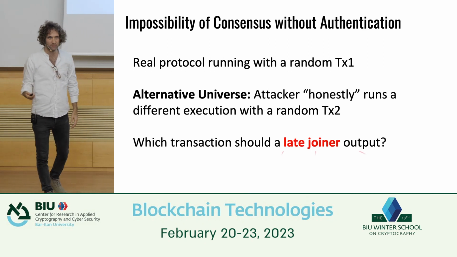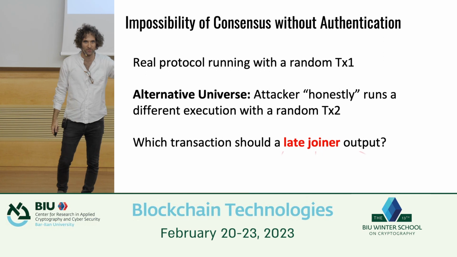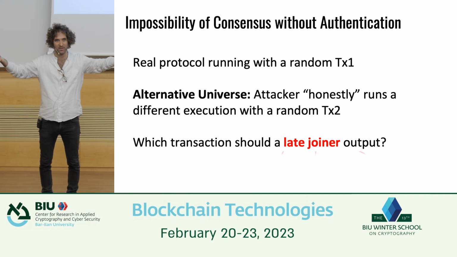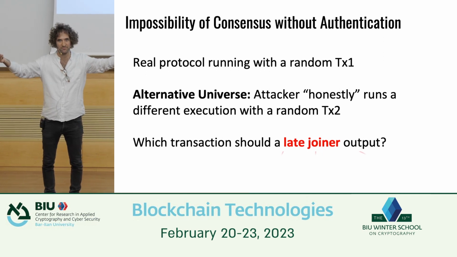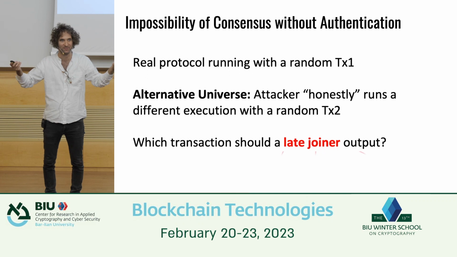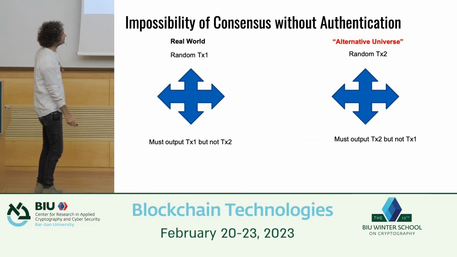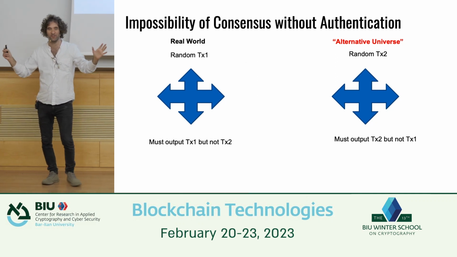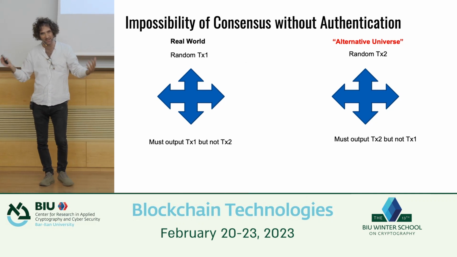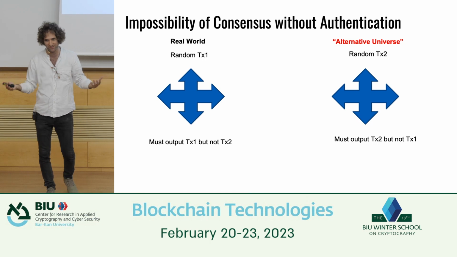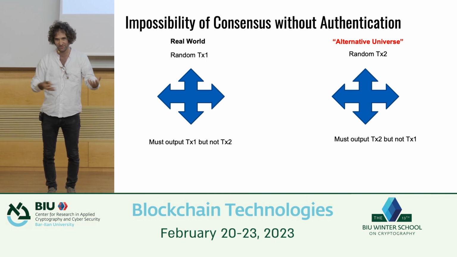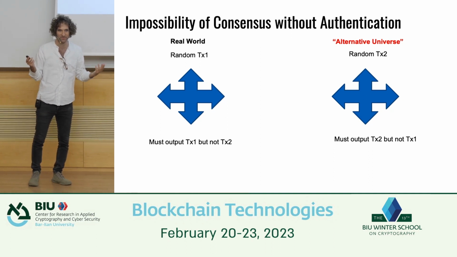If I join late, and I talk to the real people and the attacker, who will I trust? Well, by consistency, I should always trust the good guys, right? But they really look exactly the same. So it's impossible. This alternative universe argument is one of the most classic types of lower bounds in distributed systems. It comes up over and over again in lots of different guises. So it's a great argument to see.